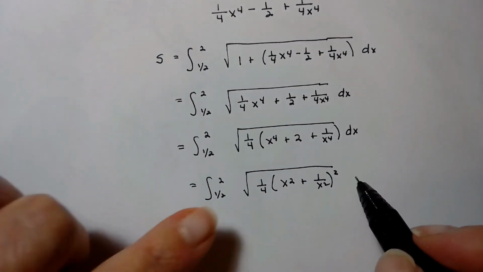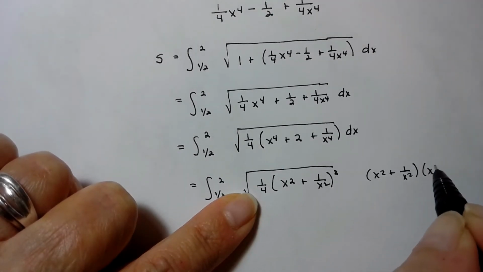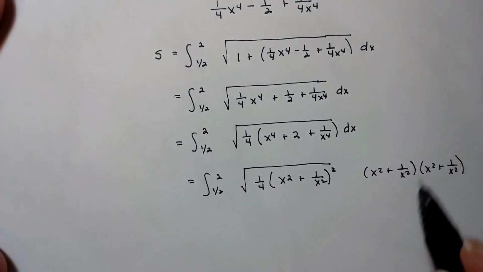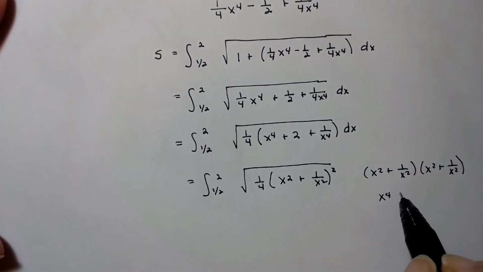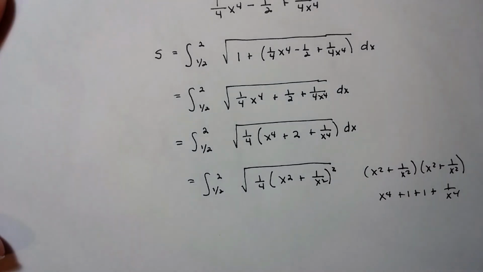So I just want to do a quick check on the side because I already screwed it up, so I don't want to do it again. If I FOIL this, right, I'm going to get x to the 4th plus 1 plus 1 plus 1 over x to the 4th. So yeah, it works. This is equivalent to that.